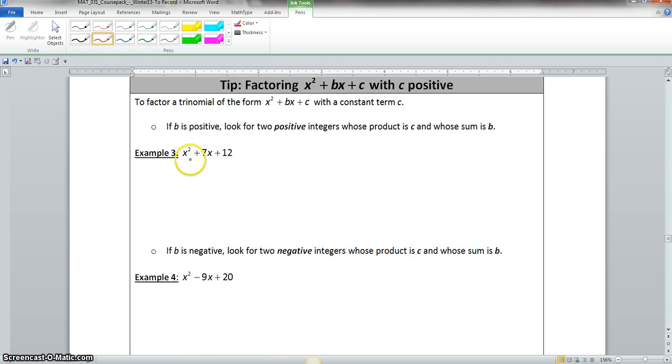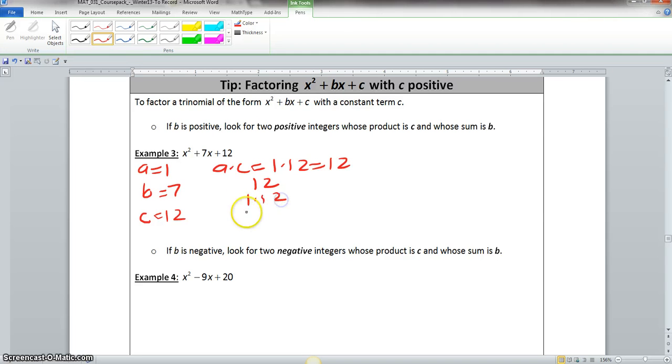Now we can go here to example 3. We can use the same method. A is 1, B is 7, and C is 12. Now we multiply A times C, which would be 1 times 12, which is 12. Now we take the factors of 12, which is 1 and 12, 2 and 6, and 3 and 4. And since everything is positive, we add them up. We add 13, we have 8, and we have 7.